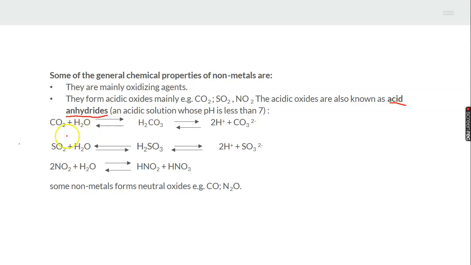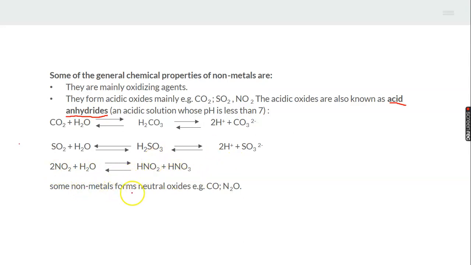So this is it. For example, you have CO2, which is carbon(IV) oxide, reacting with water to give us this, and this is the ionized equation. Same thing here for sulfur(IV) oxide in water, it gives you this, and this is the ionized equation. Same thing with nitrogen(IV) oxide with water, it gives you this.